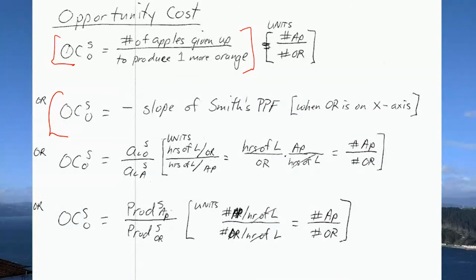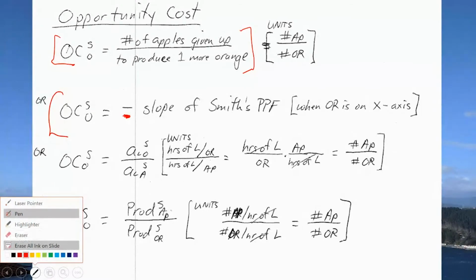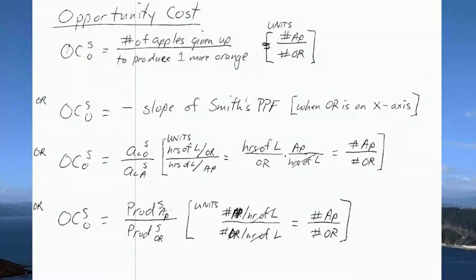It's the first definition I have right here. The opportunity cost of Smith in oranges is the negative of the slope. All right? That's because the slope of that line happens to be a negative slope. And when I talk about opportunity cost in the class, or when we report it, we're not generally going to put the negative sign in front of it. We'll just write opportunity cost as, say, 3 apples per orange, or 10, or whatever. We're not going to put the negative number in front.